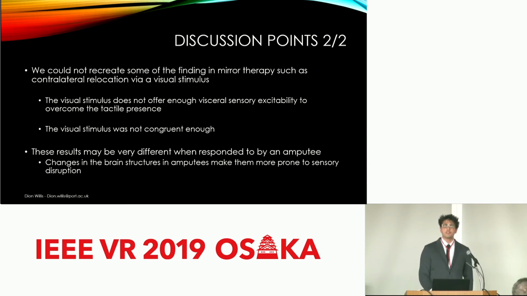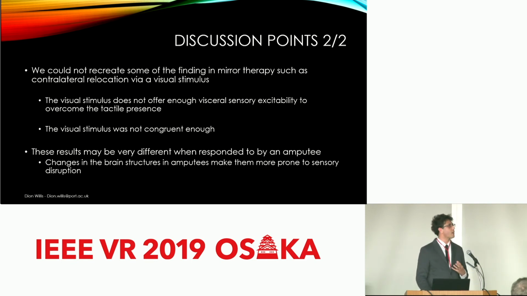We couldn't recreate all the findings from mirror box therapy in any way. However, we did find that allowing a visual stimulus to be present while a vibrotactile sensation was present, we could shift the vibrotactile sensation down the arm, which is very promising for phantom limb pain treatment.